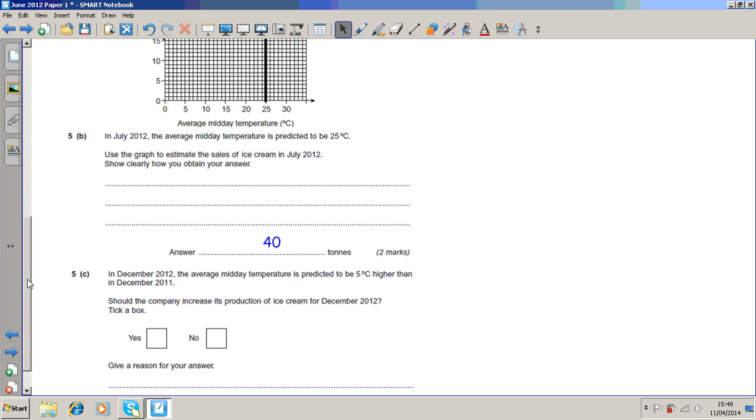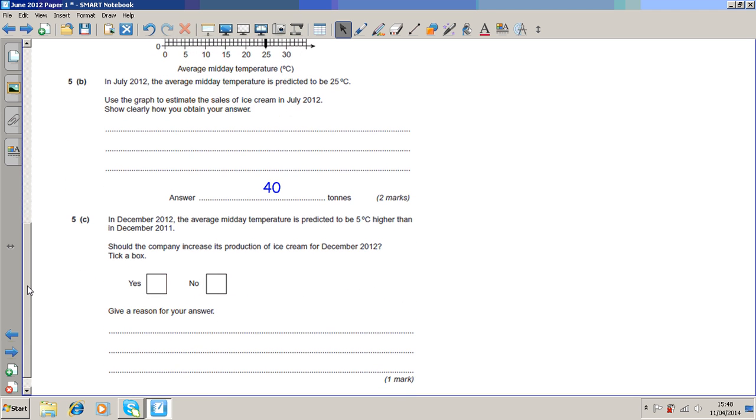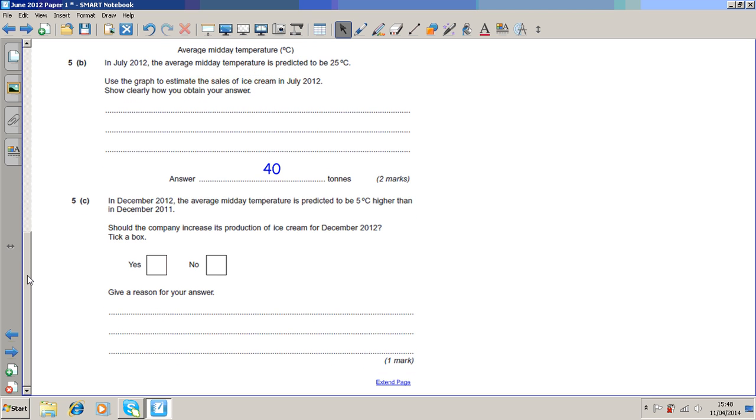Sorted. I should say that last one, if you've got 39, 41, even 38, 42, that'll be fine as well. As long as you're close to that answer, that'll be fine. In December 2012, the average midday temperature is predicted to be 5 degrees higher than in December 2011. Should the company increase its production of ice cream for December 2012? What do you reckon?